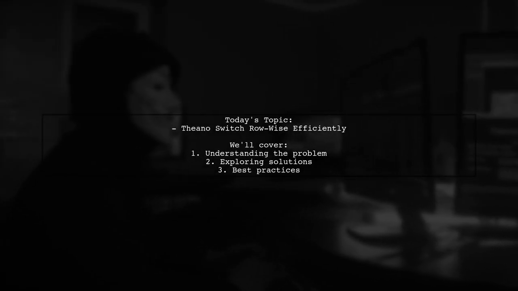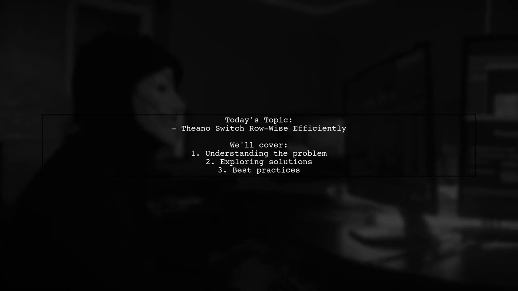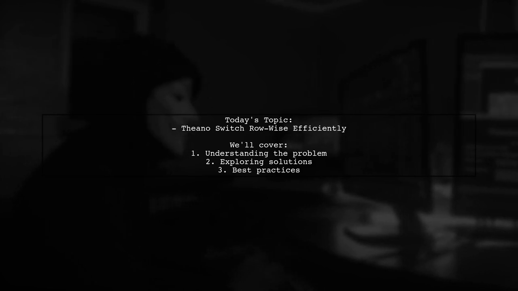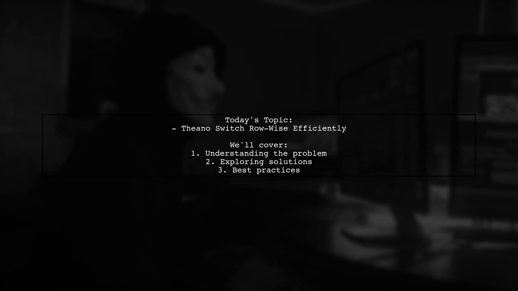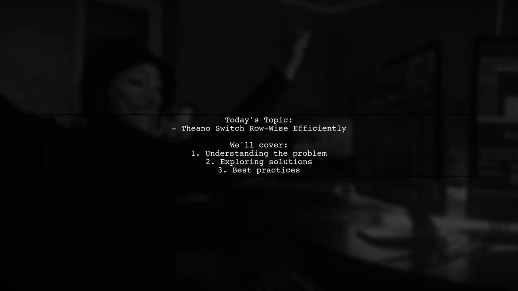Today, we're tackling an interesting question from one of our viewers about optimizing row-wise operations in Theano. They ask, how can we efficiently use the T-switch function when dealing with large tensors? Let's dive into the details.